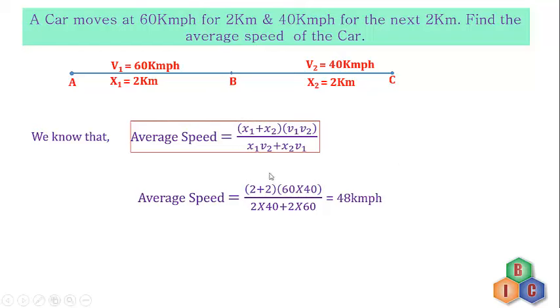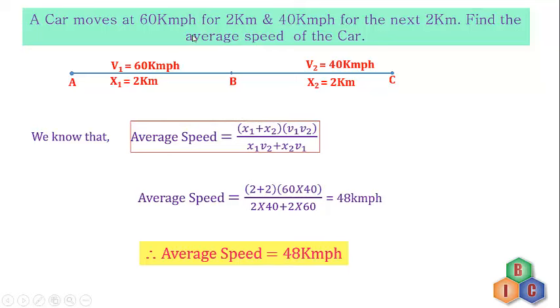So substituting the respective values, x1 plus x2, 2 plus 2, because x1 is 2 and x2 is also 2, into v1 v2, 60 into 40, divided by 2 into 40 plus 2 into 60. The denominator is x1 into v2 plus x2 into v1. Simplifying this, we get 48 km per hour. So the average speed of the car is 48 km per hour.